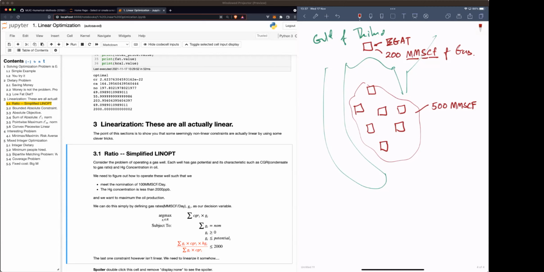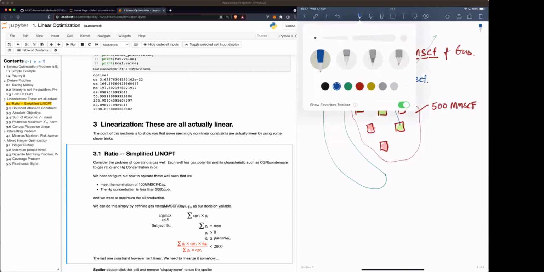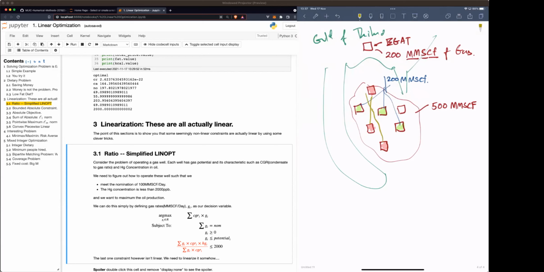So that means what you need to do is not open every one of them. You're going to open some of them. Let's say these three green guys can give you enough, 200 SCF. Or these three orange guys can give you enough gas as well, also 200 SCF.